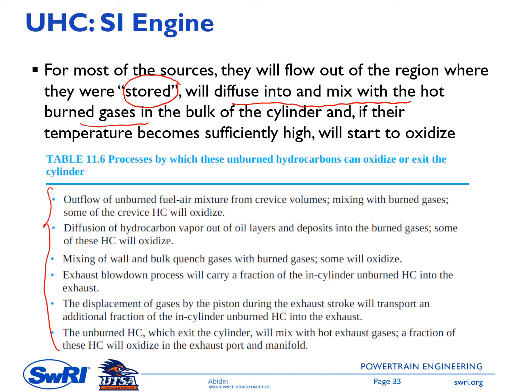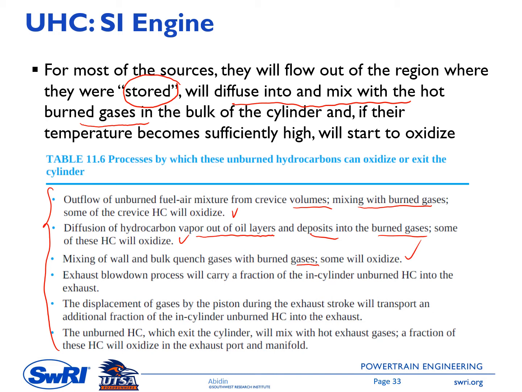So we have outflow of the unburned fuel mixture from a crevice volume and then mixing with the burn gas, and some of this crevice hydrocarbon will oxidize. And then there will be a diffusion of hydrocarbon vapor out of the oil layer and deposits into the burn gas, and some of this hydrocarbon will oxidize as well. And then mixing of wall and bulk quenched gases with burn gas, some of this will also oxidize.